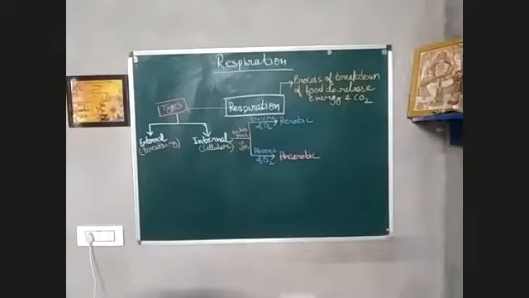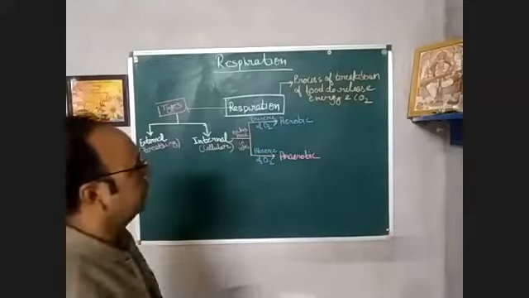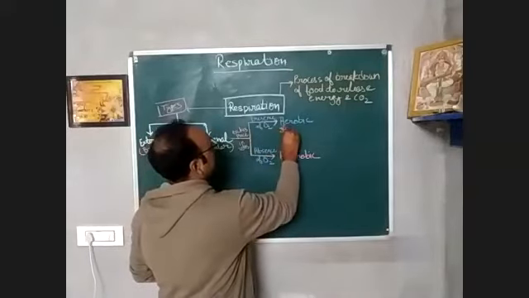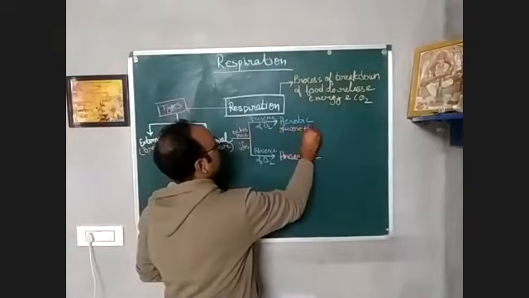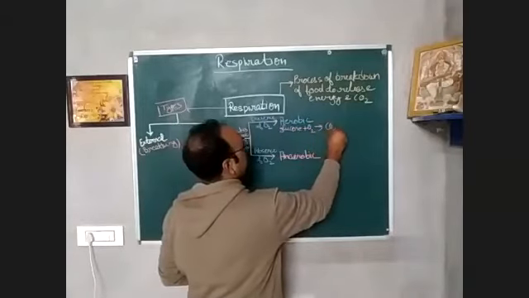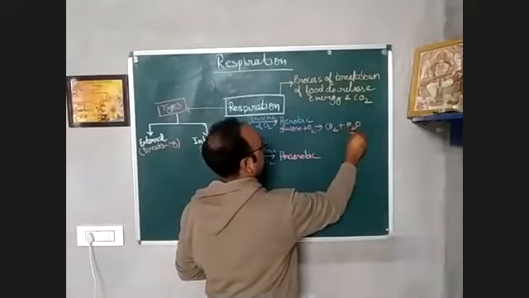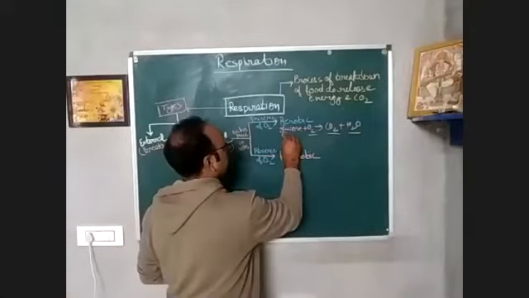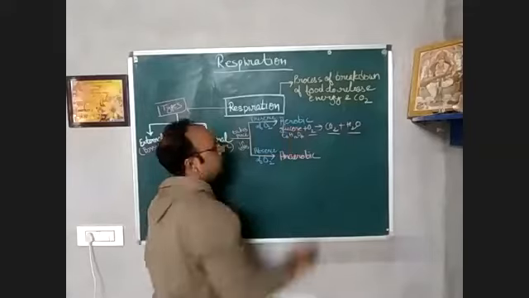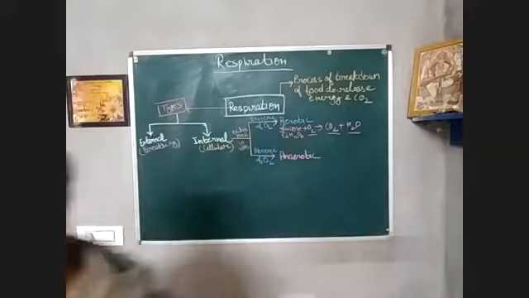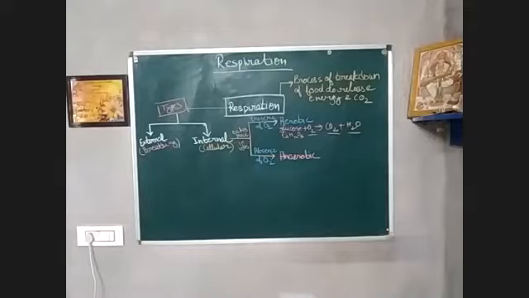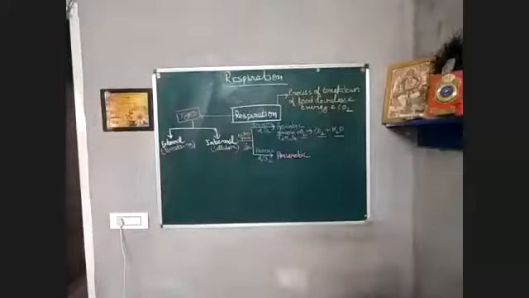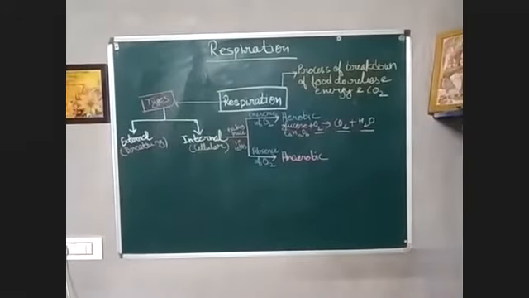In aerobic, we know that glucose plus oxygen gives carbon dioxide and water. I am writing the chemical formulas. For glucose you can write C6H12O6. This is the formula for glucose, which contains carbon, hydrogen, and oxygen.